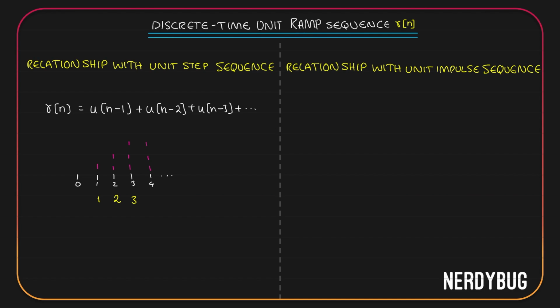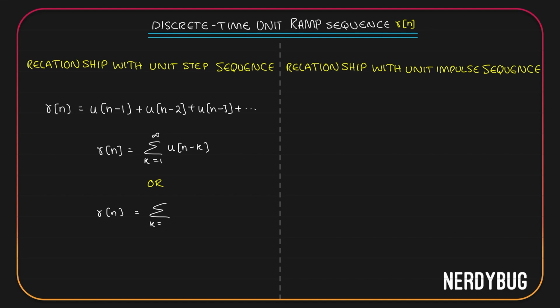At n equal to 4, we will have 4 when we consider u of n minus 4 as well. So that means when you add all of these sequences, you are actually getting r of n. We can write this as a summation as well, that r of n will be equal to summation from k equals 1 to infinity u of n minus k. If you want to start the summation from k equal to 0, then you can write it like this, or r of n is summation from k equal to 0 to infinity u of n minus k minus 1.